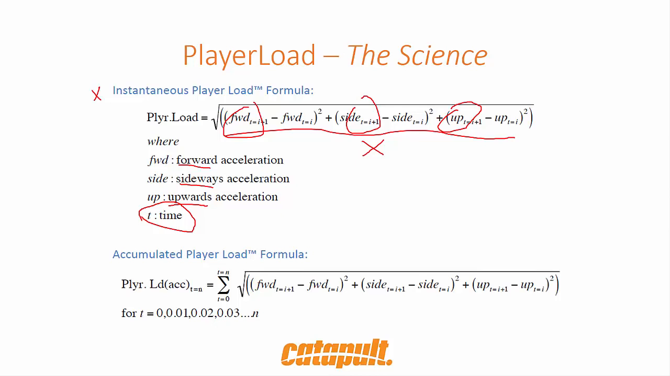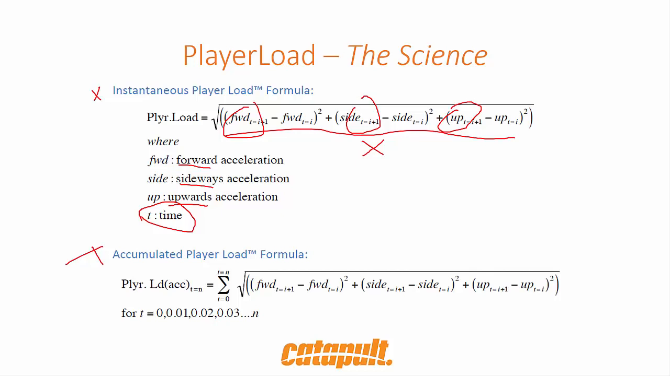So it's continuing to move up and down the scale based on what the demands are of that particular session, of that particular moment in time. The accumulated load is the variable we'll use a lot more, and that's telling us, hey, give me a total number on the period, on the session, of what that player load was like for that athlete.